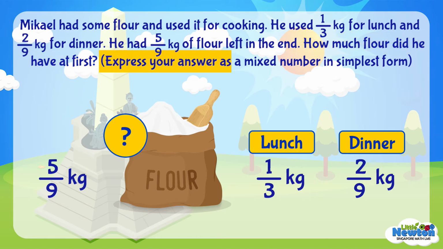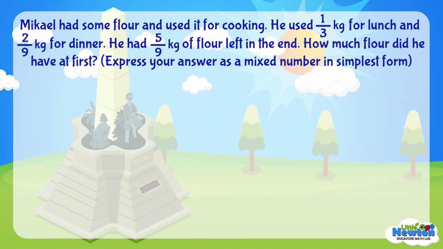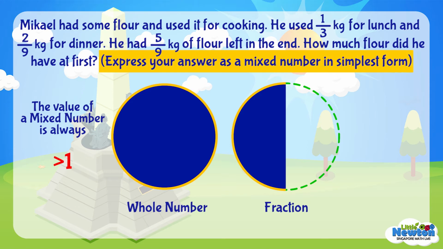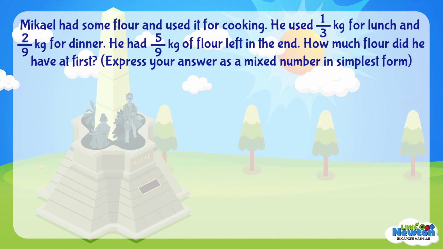Have you noticed that the question also asks us to express our answer as a mixed number in simplest form? Do you know what a mixed number is? A mixed number is made up of a whole number and a fraction. The value of a mixed number is always greater than 1. The question reminds you to leave your answer as a mixed number in simplest form. Alright, now that we've understood the question, let's move on to solve this word problem.